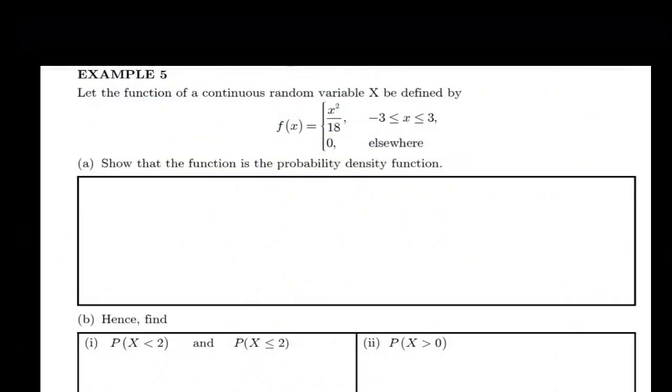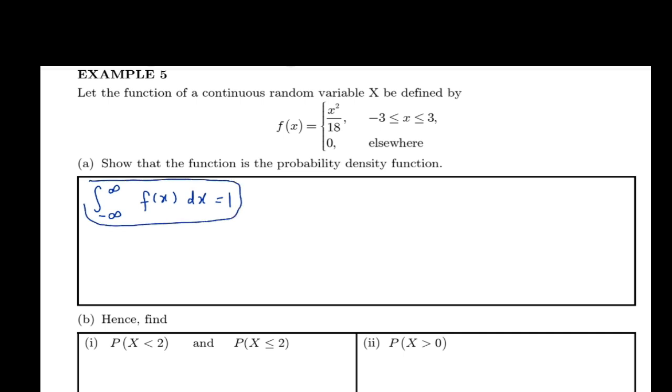Example 5. Let the function of a continuous random variable x be defined by f(x) = x squared over 18 from negative 3 until 3 and 0 elsewhere. A. Show that the function is the probability density function. To show that the function is the probability density function, we need to integrate from negative infinity until infinity, and the result must be equal to 1.